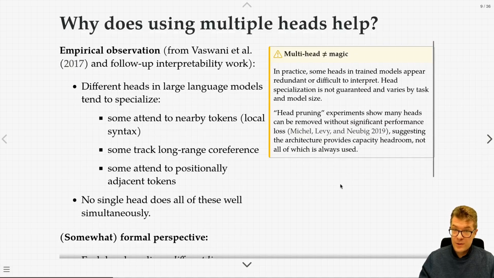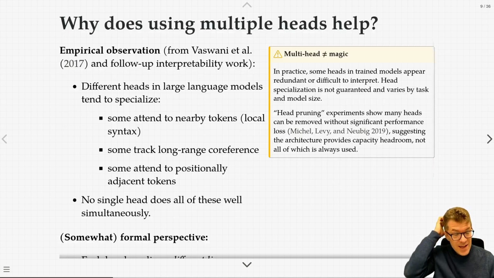So again, there's no silver bullets. Just because you use multi-head attention doesn't mean it's magic. Some heads in trained models can sometimes appear to be redundant, or at least very difficult to interpret. If you look at these multiple heads that you've now integrated and look at what they're attending to, qualitatively, it can be very difficult to see what's going on. We're going to see an example, to be fair, in one of my worked examples that's hard to interpret.